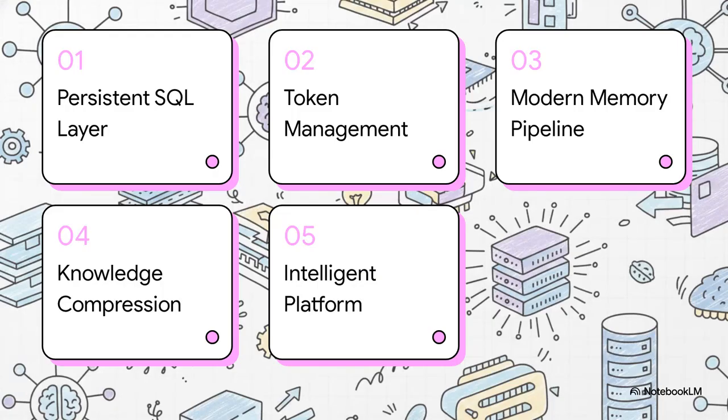So, here is our sprint plan to fix it. We have a clear refactoring roadmap. 1. The persistent SQL layer. 2. Mastering token management. 3. The modern memory pipeline. 4. Knowledge compression techniques. And 5. The intelligent platform. Okay, let's dive into this refactoring roadmap.